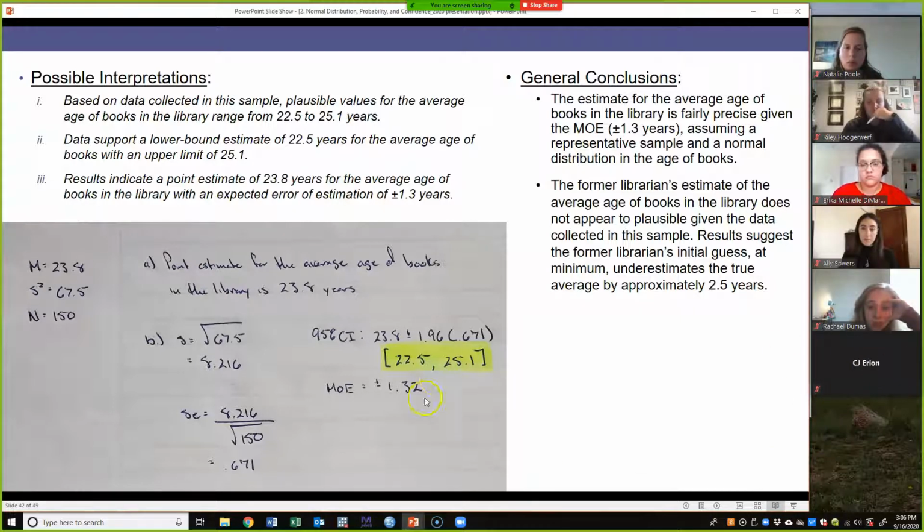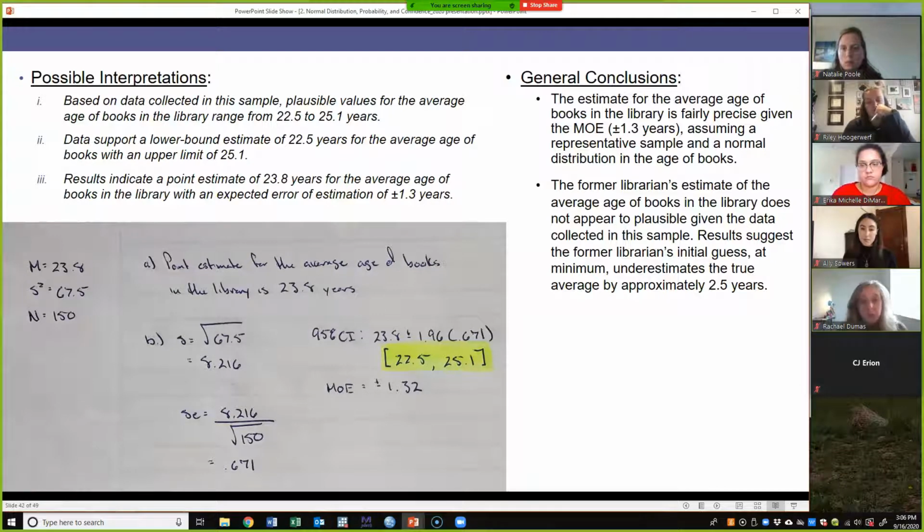Rachel, where did I get that 2.5 minimum underestimation? Well, you looked at your lower bound, and then you looked at the overall estimation. Yeah. Perfect, right? And so this is just sort of adding some of the nuance here.